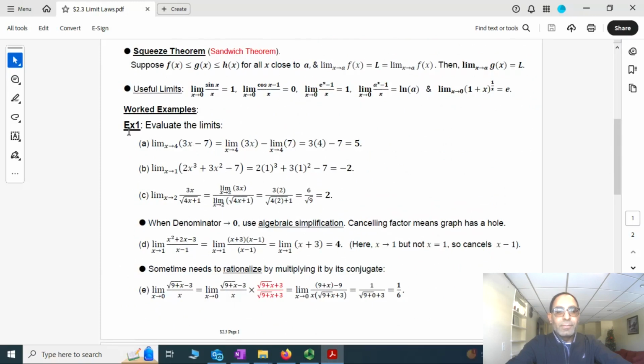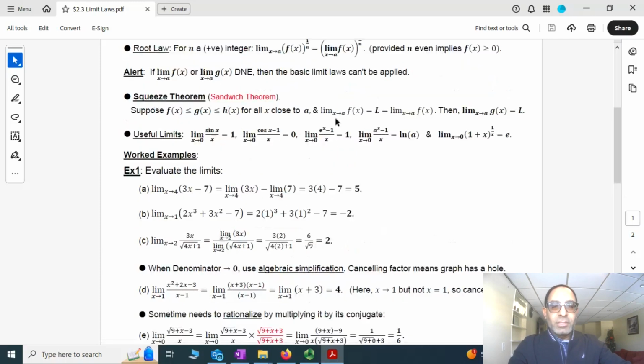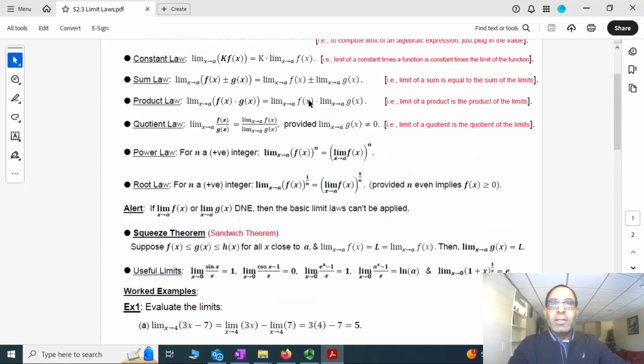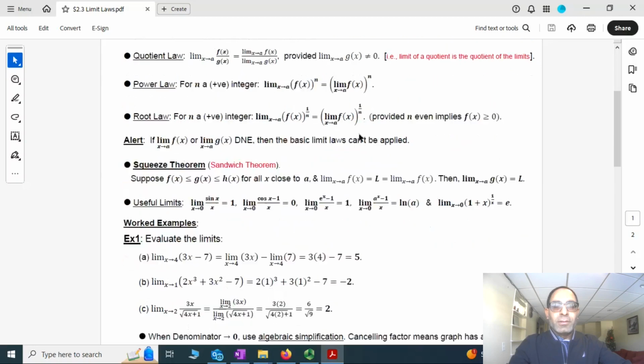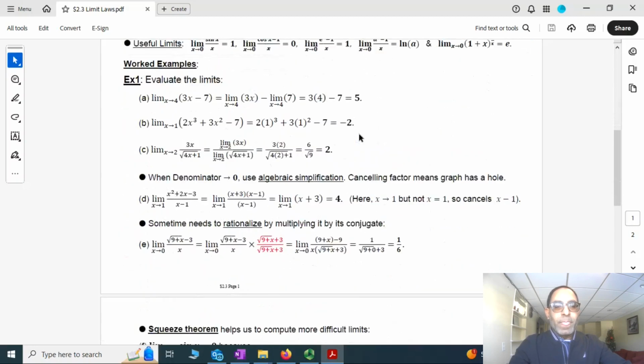Example 1. Evaluate the following limits. Here we are not computing left limits or right limits; we are just using the basic laws we went over to compute the limit of the function. A: compute the limit of the function 3x minus 7 as x approaches 4.